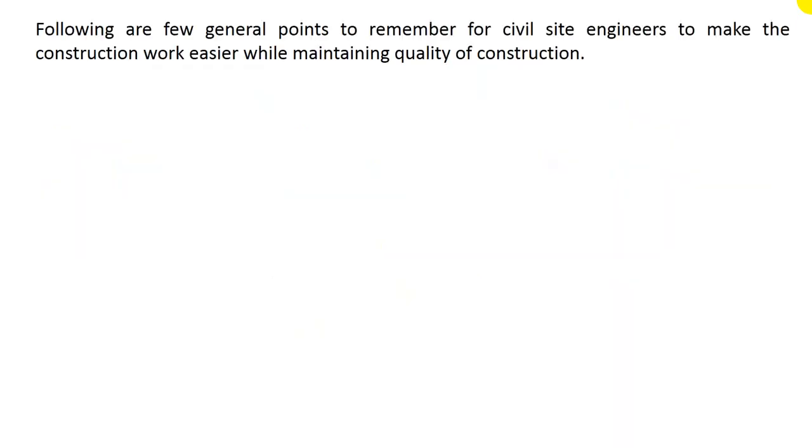So following are a few general points to remember for civil site engineers to make the construction work easier while maintaining quality of construction. First of all, lapping is not allowed for bars having a diameter more than 36 millimeter. When the bar used in construction is more than 36 millimeter, we cannot use lapping there. For those types of cases we can join them by using welding, but we cannot use lapping.